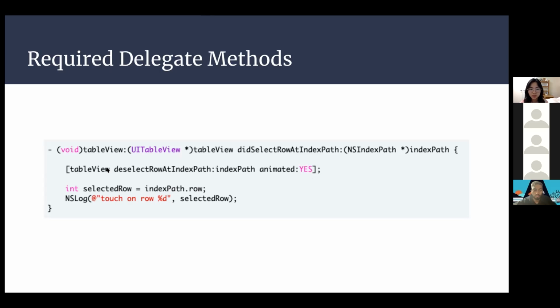In Java or C, usually we use a dot to invoke functions within a class. But for Objective-C, you use square brackets to invoke functions in a class. So you have tableView didSelectRowAtIndexPath. So whenever you touch a row at your index path, in this case, it will log that you touched the row, on whichever row you selected. So this is a required method.